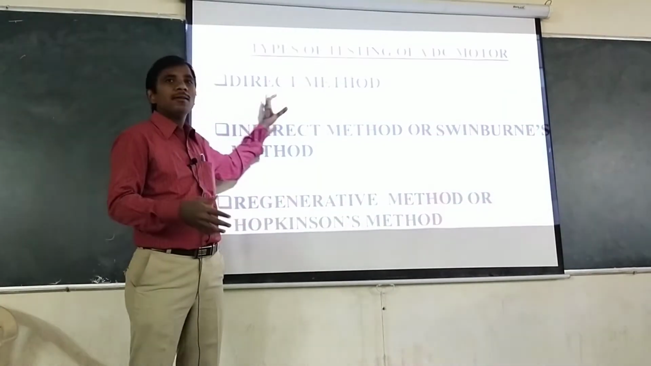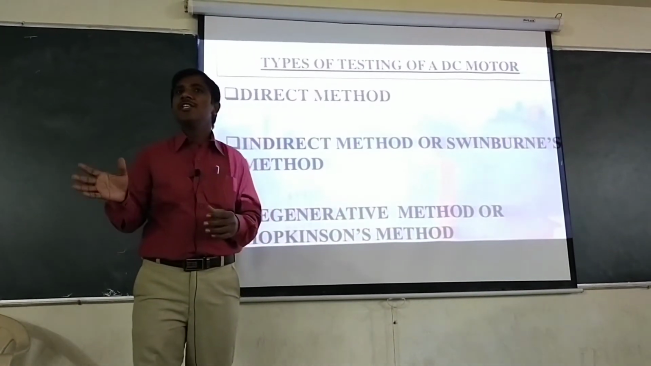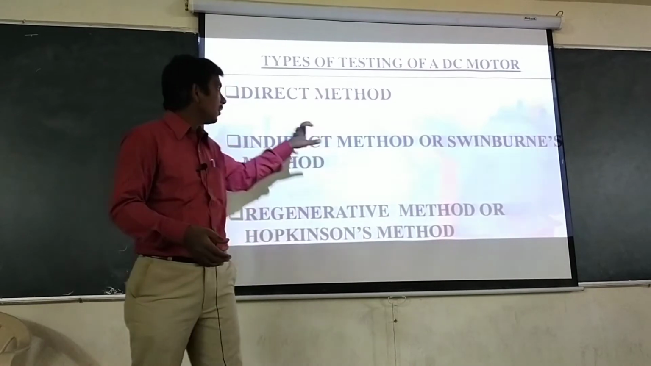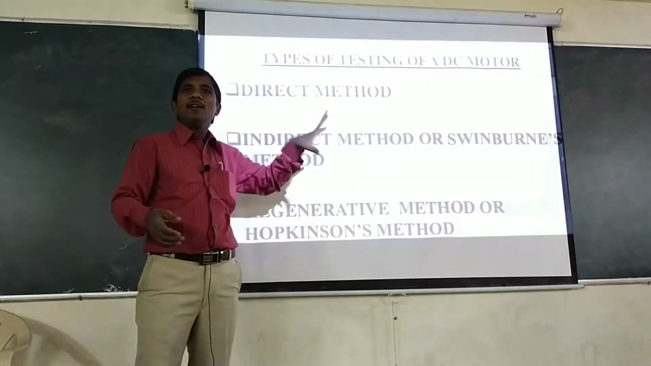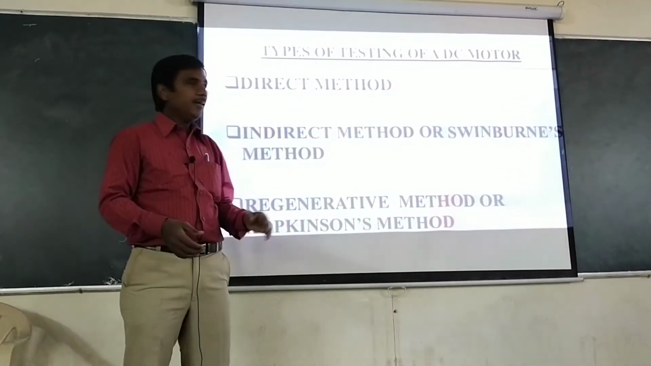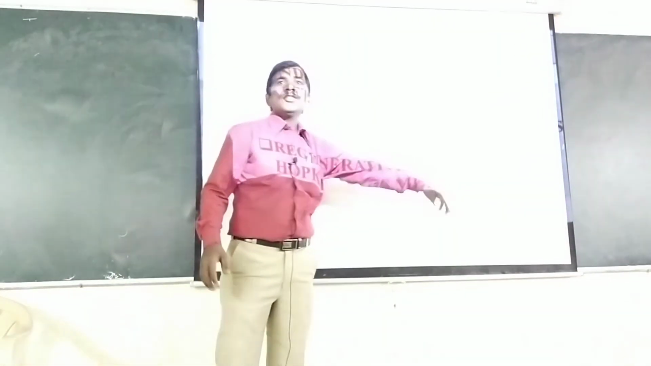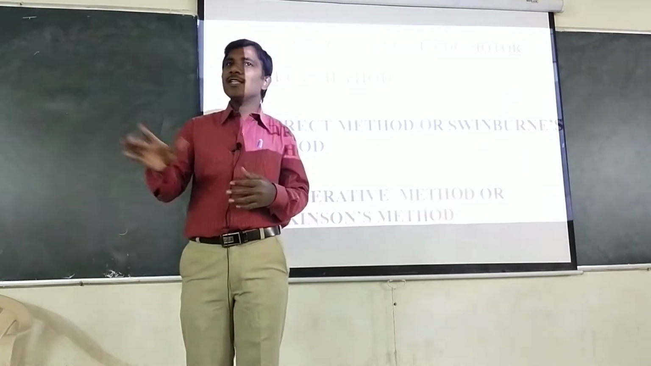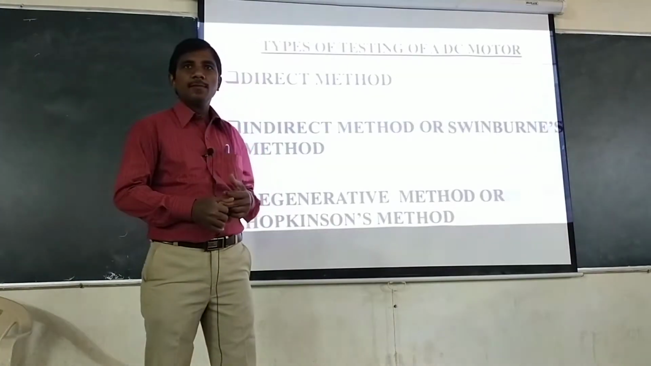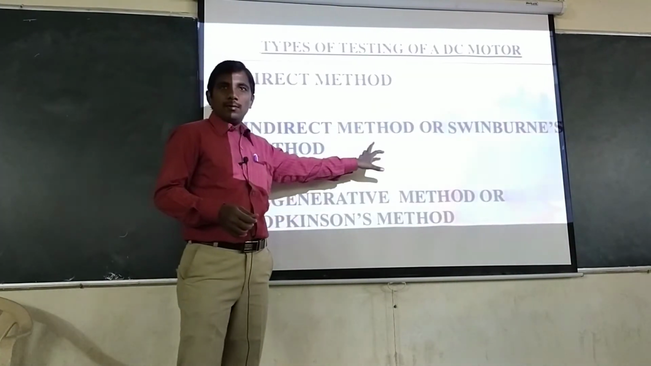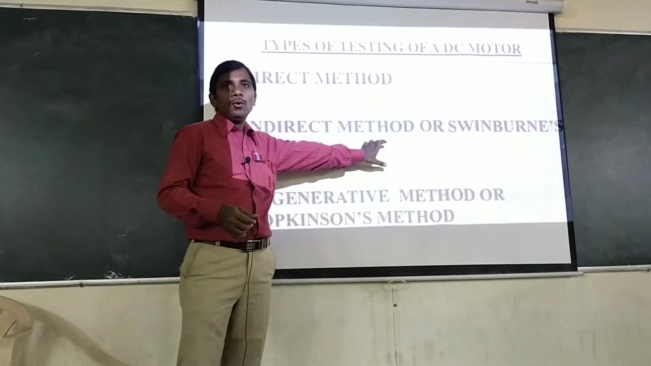That is the direct method. Brake test on DC shunt motor, a DC motor, comes under the direct method. In the direct method, we are applying load directly. The indirect method is nothing but Swinburne's test. Swinburne's test is used to find the efficiency and losses, but on no load. It is done on no load.